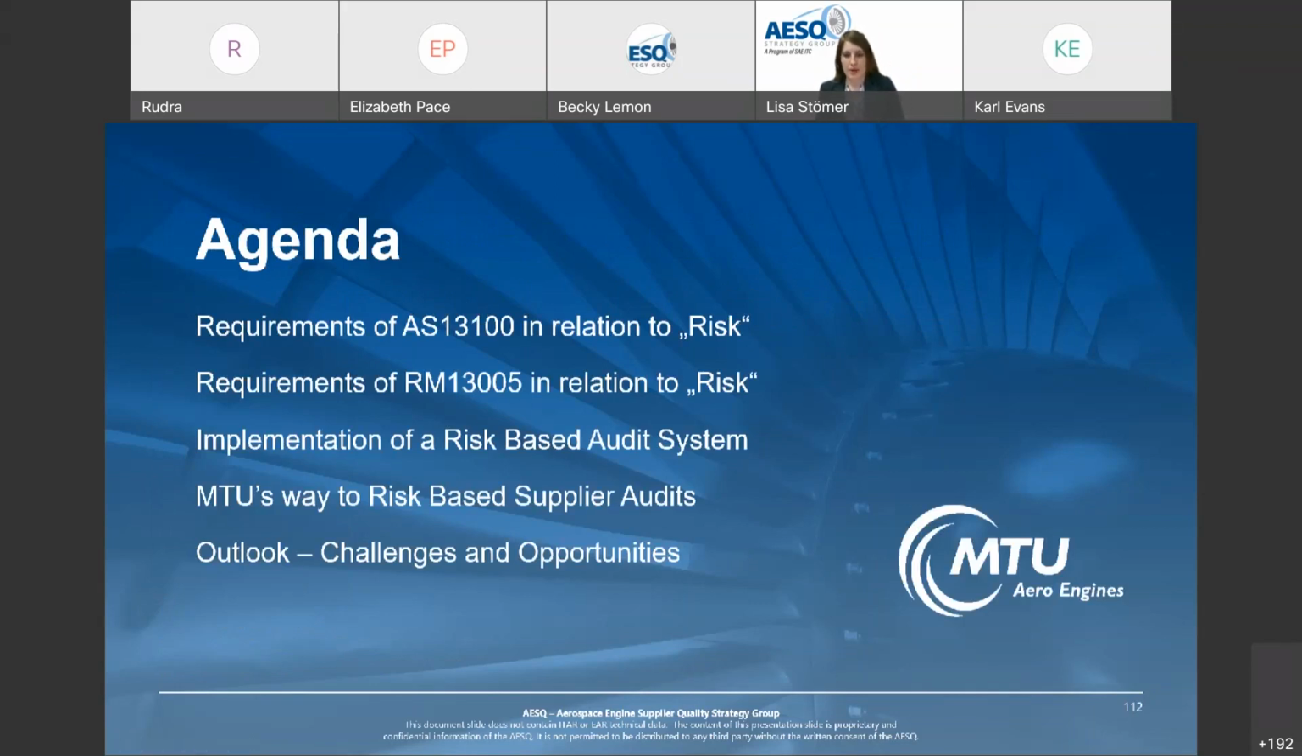First of all, I will focus on the topic of risk. I picked out the main requirements for risk in relation to audit. For that, I will refer to the AS13100 as well as to the reference manual on quality audit methods, RM 13005. After that, I want to show you how a risk-based approach can be implemented depending on the audit type. Then I will explain the MTU way to risk-based supplier audits as one part of a risk-based audit system. And finally, I will give you an insight into the current challenges and opportunities we see for future development. Next slide, please.